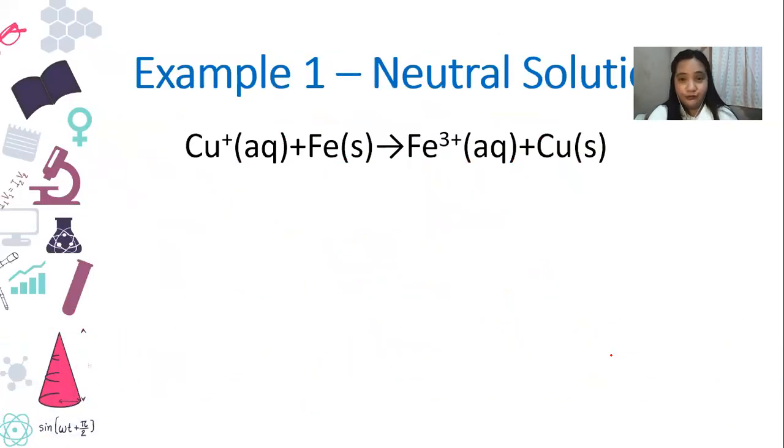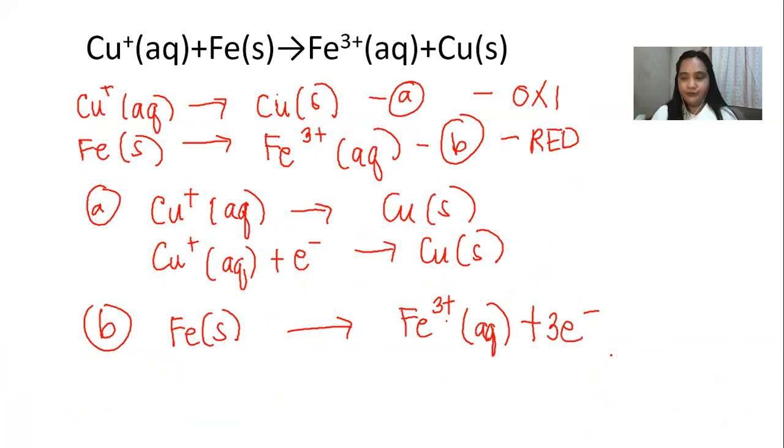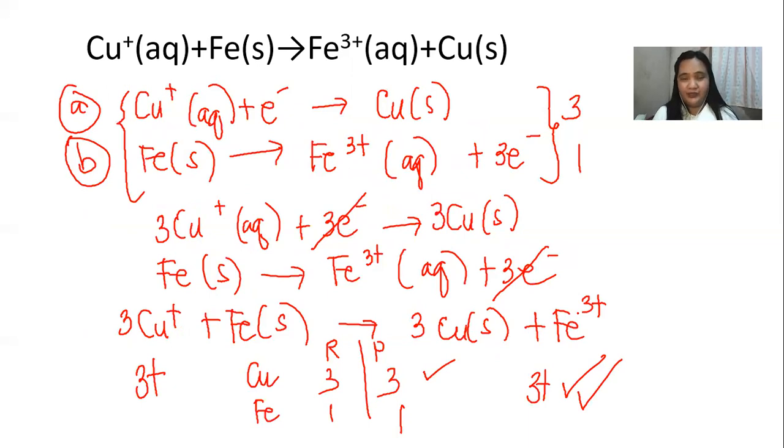So I gave you a neutral solution, and what I did for the steps: my first step was to take the two half reactions, copper and then iron. After that, balance the elements. But there was not much balancing, because it's just one copper and one iron. So no need to multiply any side of the equation. Then I said balance the charges. For the copper side, this is neutral, this is positive, so we added electrons. This is neutral, this is 3 positive, so we added 3 electrons. After doing that, we have to cancel the electrons.